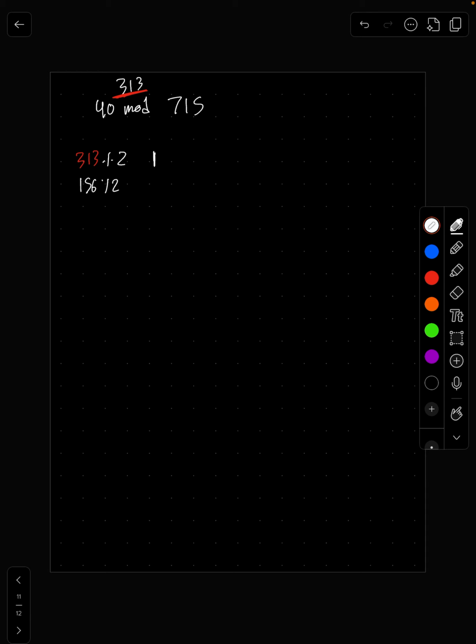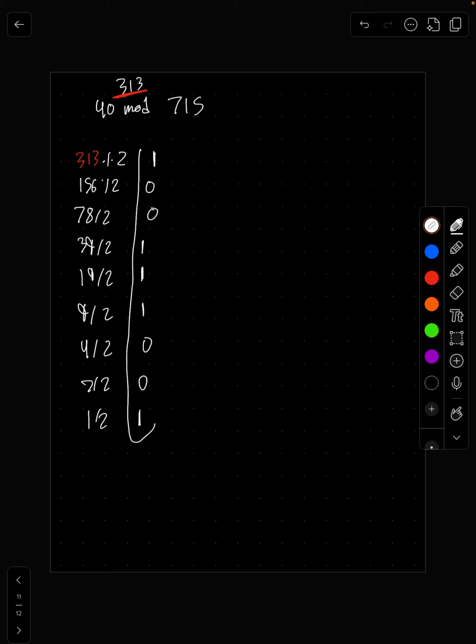Divide that by 2. That's going to be remainder of 0. 78 divided by 2, remainder 0. 39 divided by 2, remainder 1. 19 divided by 2 is remainder 1. 9 divided by 2 is remainder 1. 4 divided by 2, remainder 0. 2 divided by 2, remainder 0. 1 divided by 2 is 1.